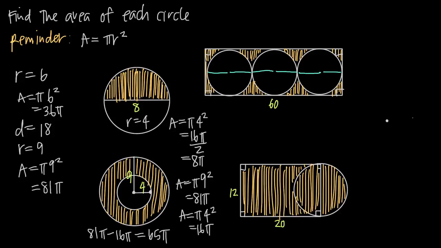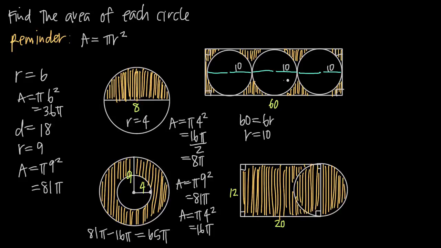We've been given that. So what we can say then is that 60 is going to be equal to 6 times the radius of each one of these circles. If I divide both sides by 6, I'm going to get radius is equal to 10. So the radius of each of these circles is going to be 10. So what do I want to do since I want the shaded area? I want the area inside the rectangle, but not the area of the circles.